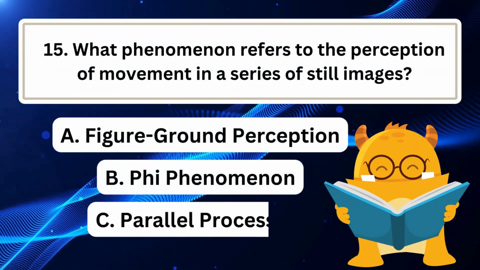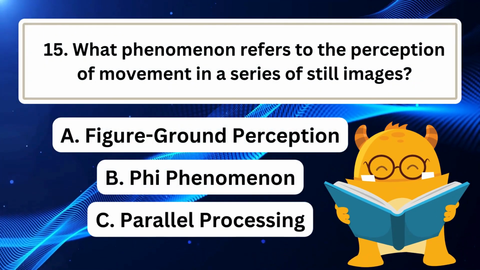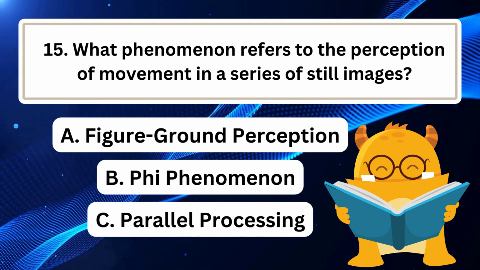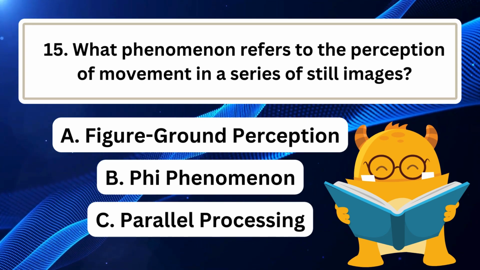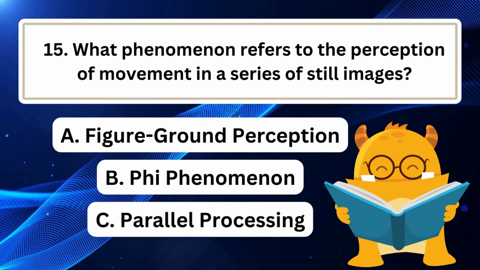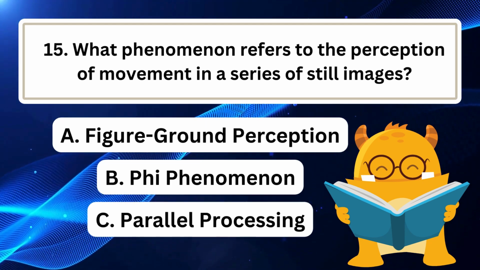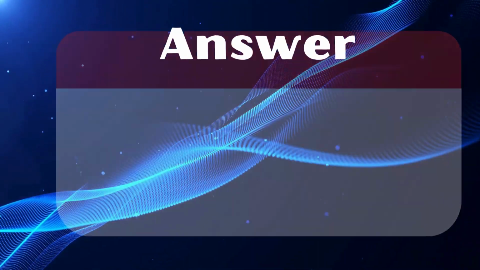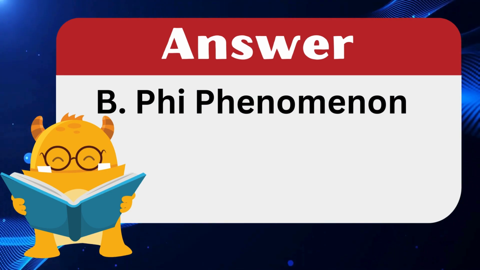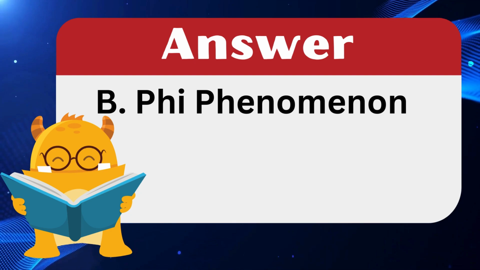15. What phenomenon refers to the perception of movement in a series of still images? A. Figure ground perception. B. Phi phenomenon. C. Parallel processing. B. Phi phenomenon. The Phi phenomenon explains the perception of movement in a series of still images.